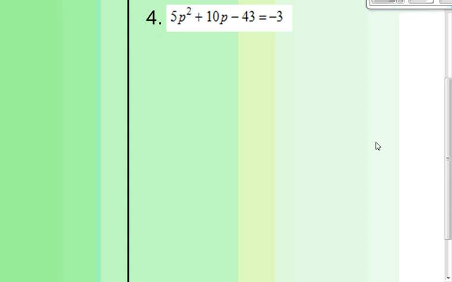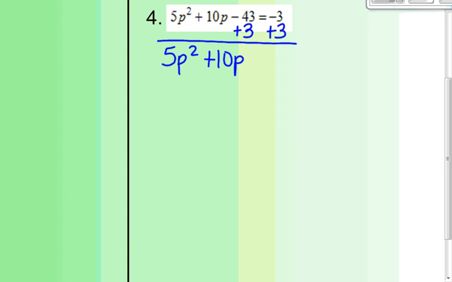So we're asked to solve this by completing the square. Right off the bat, I need to get this into standard form. So I need to get rid of this -3 by adding 3. These are like terms because they're both integers. So I have 5p squared plus 10p minus 40 equals 0.